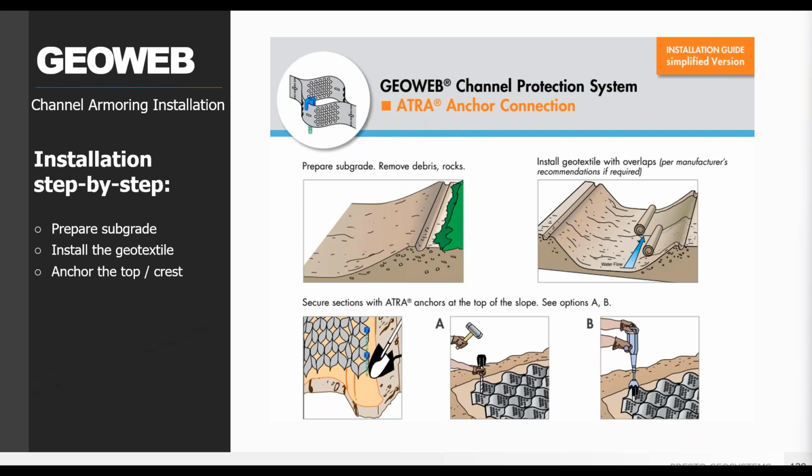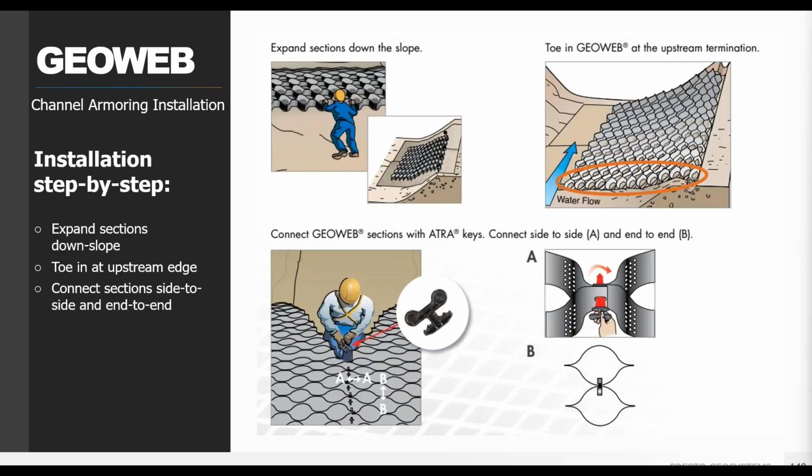The GeoWeb channel system installation steps are similar to the slope install initially, though as you expand your sections downslope, you must note the water flow direction, and the GeoWeb should be toed in at the upstream termination. This is an important technique tip and one you should also do at transition areas if your channel goes from hard armor to competent rock, for example. Key in or toe in at that transition point. Again, talk with our design team for additional details on that specific to your project site needs.